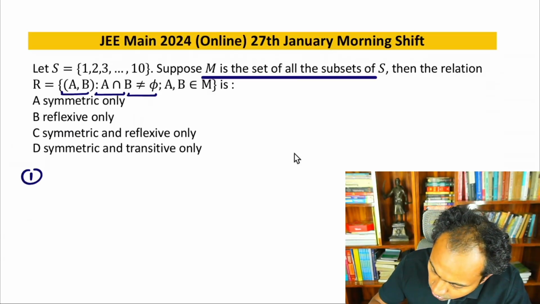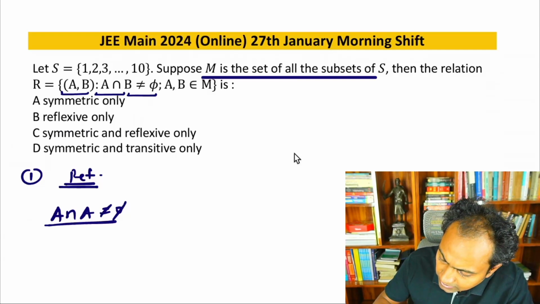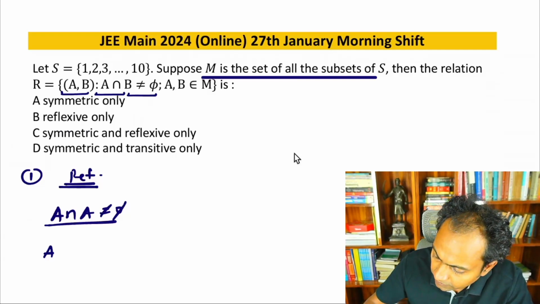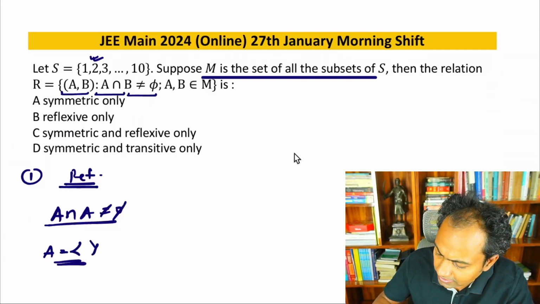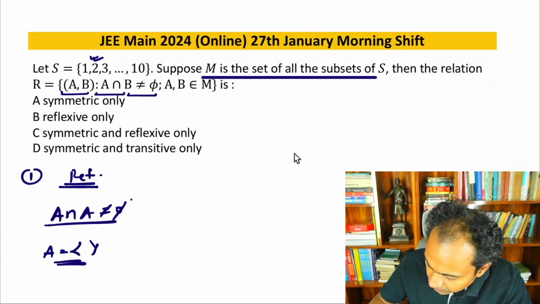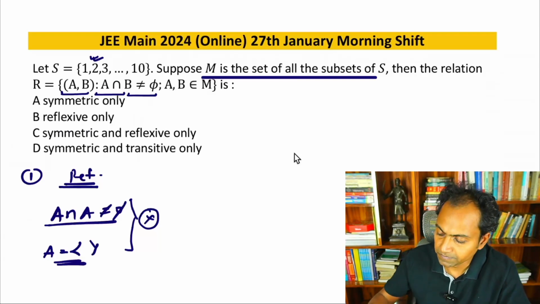Now if I want to check reflexive, then the condition is A intersection A should not be a null set. But see, this condition will get violated if I make a subset out of this which has nothing in it. It is totally possible to make a subset like this, so this condition will get violated, so it is not reflexive.